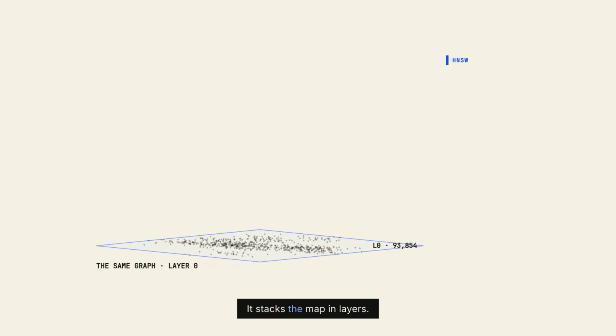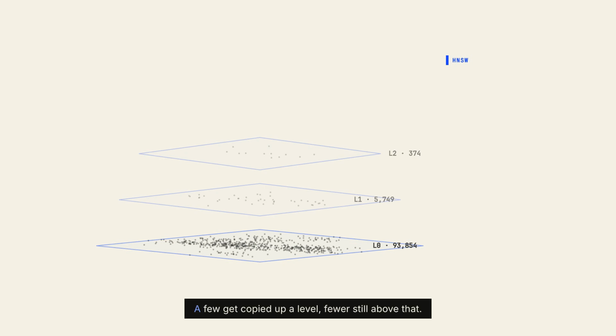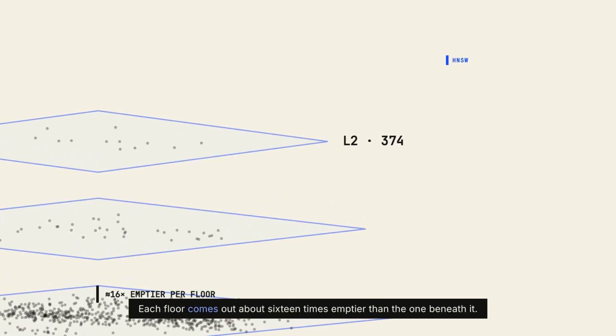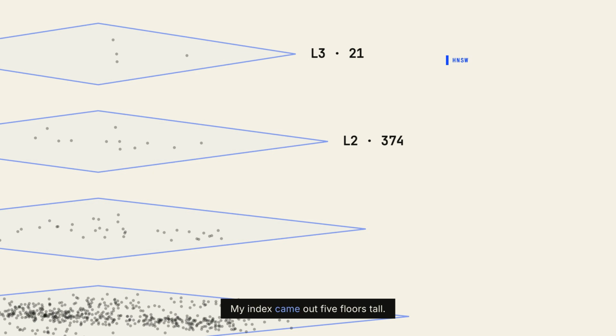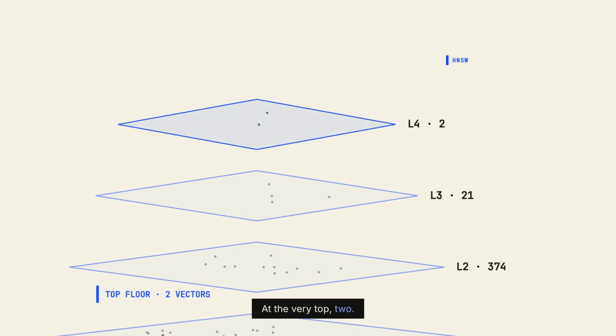It stacks the map in layers. Almost every vector lives on the bottom floor, where the graph is dense. A few get copied up a level, fewer still above that. Each floor comes out about 16 times emptier than the one beneath it. My index came out 5 floors tall, 94,000 vectors on the ground. At the very top, 2.